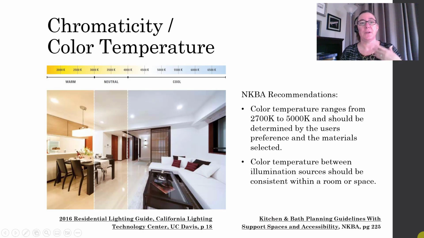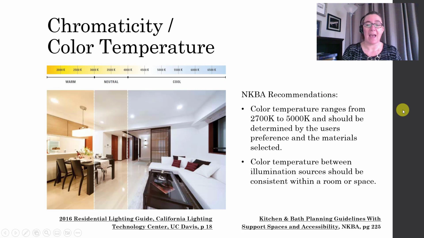Here's another illustration of color temperature. Here you see one room being lit with 3 different color temperature lamps. We have the warm section over here, which is under 3000 Kelvin. We have a neutral section between 3000 and 4000 Kelvin. And anything above 4000 Kelvin is going to be considered cool.